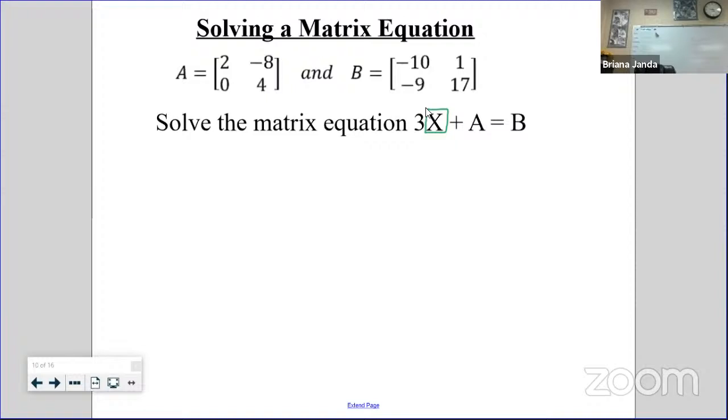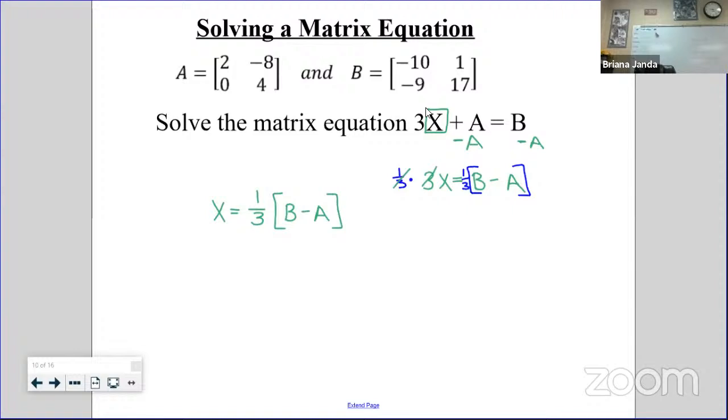If I were to get X by itself, first of all, I would subtract matrix A. And here is the difference. Instead of dividing when we are dealing with matrices, I would multiply by a reciprocal. It's going to be easier than trying to divide a matrix. So dividing by 3 is the same thing as multiplying by 1/3. And so I'm going to take both sides and multiply by 1/3. And ultimately we have X equals 1/3 times whatever we get when we take B minus A.